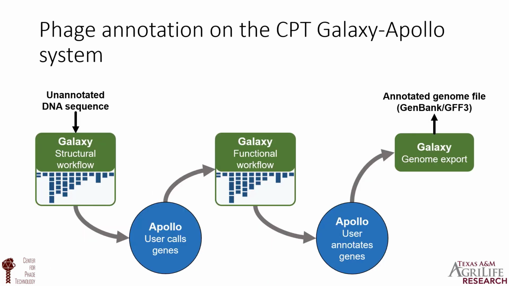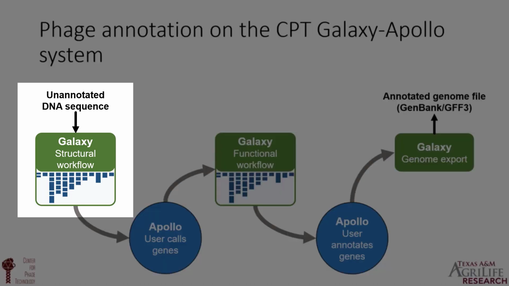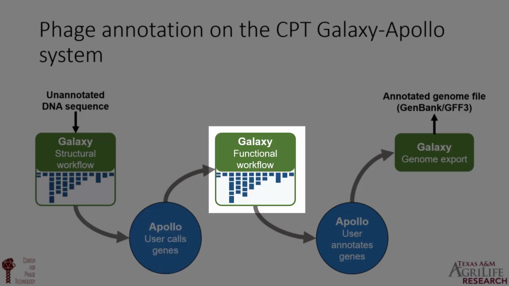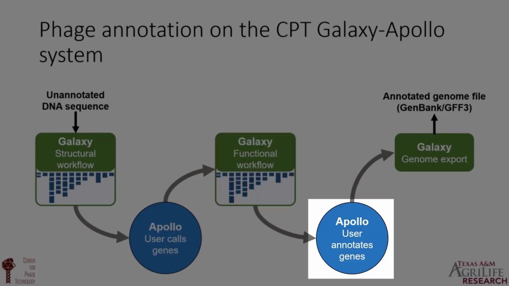This schematic shows an overview of what the annotation workflow looks like on the CPT Galaxy-Apollo system. An unannotated DNA sequence is uploaded into Galaxy and then subjected to a structural workflow to identify genes. The organism sequence and tool outputs are then transferred to Apollo, where users are able to call genes in the user annotation track based on the evidence. These user annotations are then transferred back into Galaxy, where the called genes are analyzed by additional tools, and these are then transferred back into Apollo, where the user can then use this data to annotate their gene functions, again in the user-created annotations track.